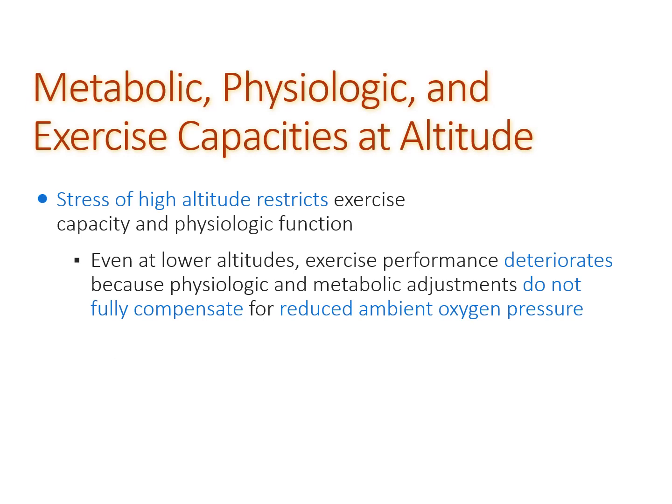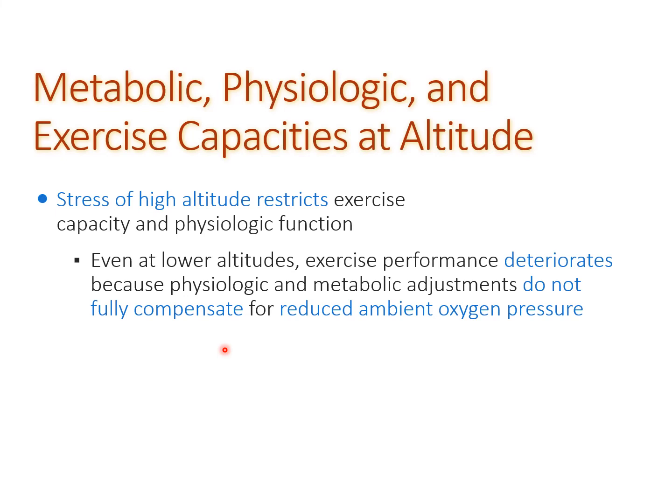So next we're going to talk about metabolic, physiological, and exercise capacities at altitude. Now the stress of high altitude extremely restricts the exercise capacity and your physiological functions. So even when you're at a bit of a lower altitude, your exercise performance can deteriorate significantly because these physiological and metabolic adjustments cannot fully compensate for the amount of oxygen in the atmosphere at one time. So we talked about how oxygen levels decrease with increased elevation, and there are significant stresses that come in when you have a significantly decreased oxygen level.